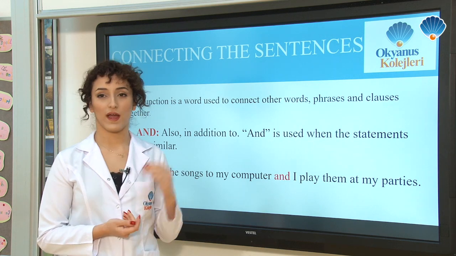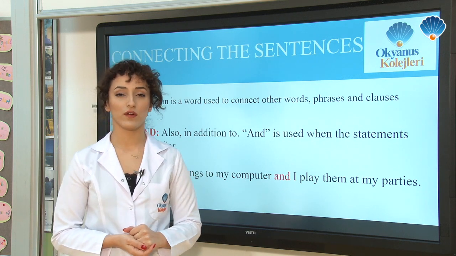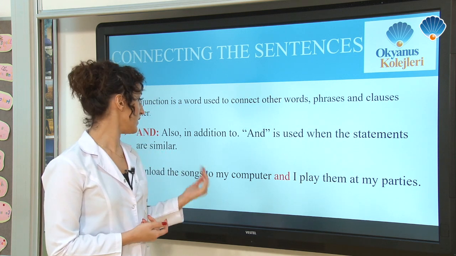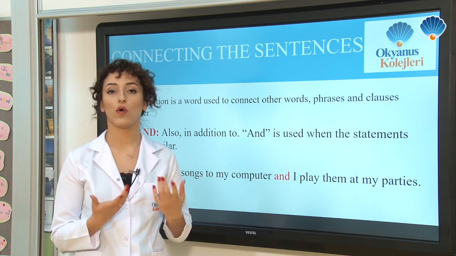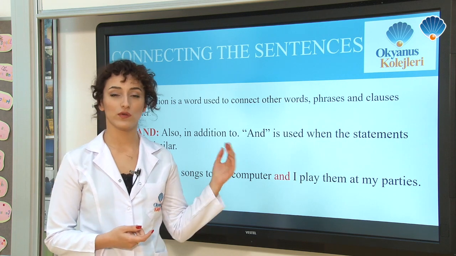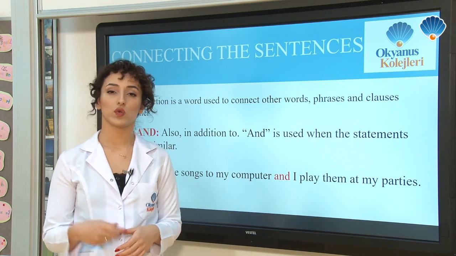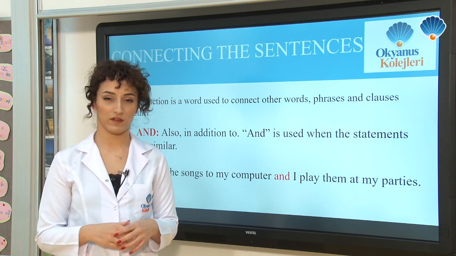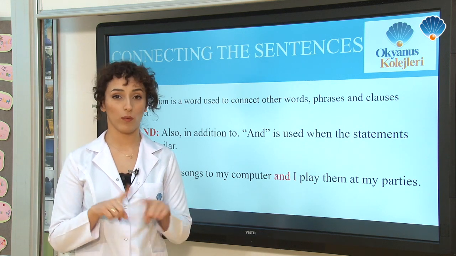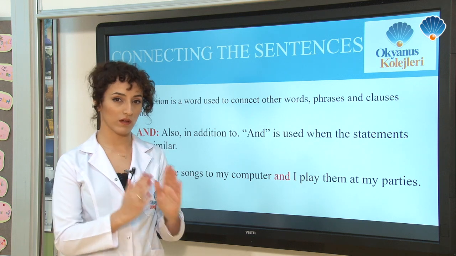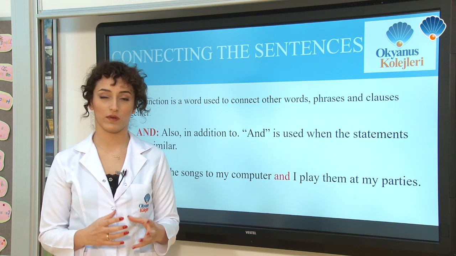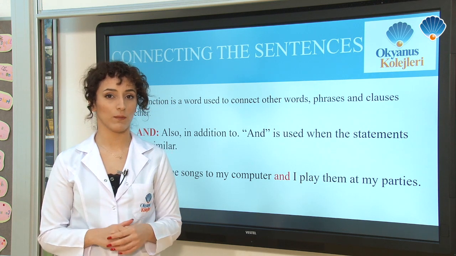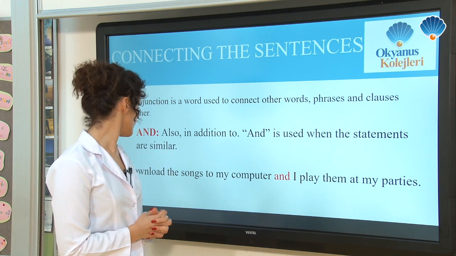Let's start with "and". This is our first conjunction, or linker, we can say. And means in addition, also. So if I want to use "and", I need two statements which mention the same idea. They shouldn't be opposite ideas. They should be parallel and in agreement. Let's look at the example.